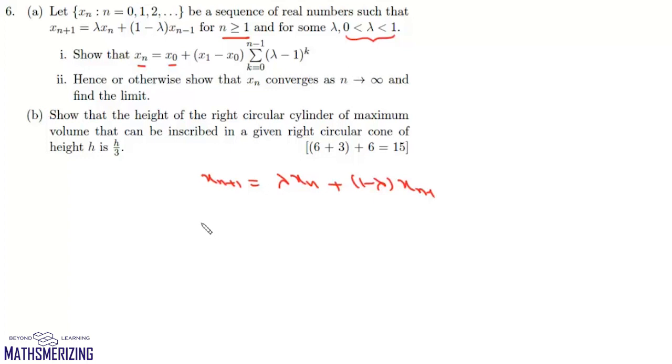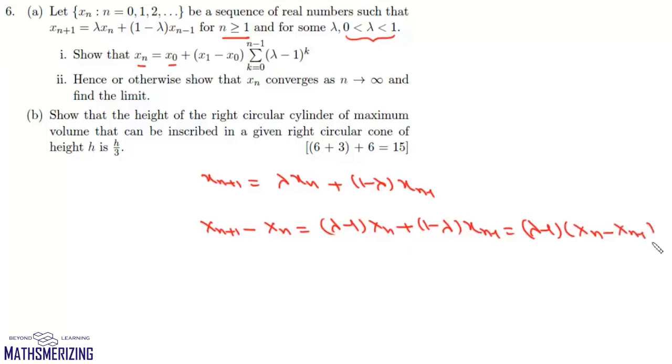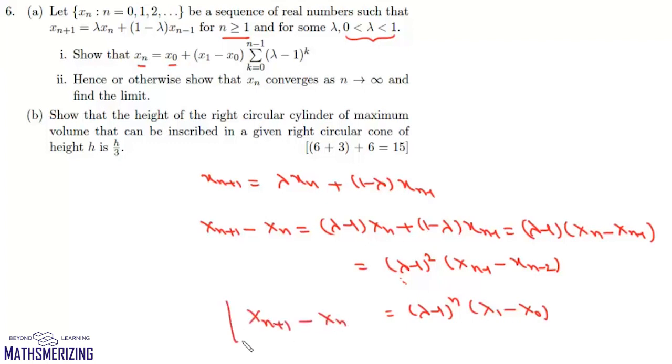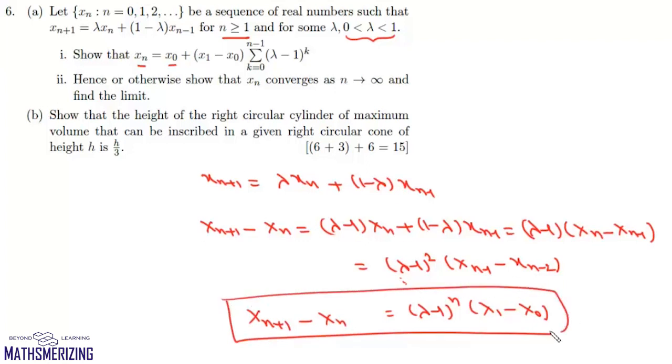Now from this first part we can write x_(n+1) minus x_n will be (lambda minus 1) x_n plus (1 minus lambda) x_(n-1), which we can write as (lambda minus 1) into (x_n minus x_(n-1)). Now using iteration, it'll be equal to (lambda minus 1) square into (x_(n-1) minus x_(n-2)). And if we continue like this, in the end we'll get (lambda minus 1) to the power n (x_1 minus x_0). So now we have this result that x_(n+1) minus x_n will be equal to (lambda minus 1) to the power n (x_1 minus x_0).